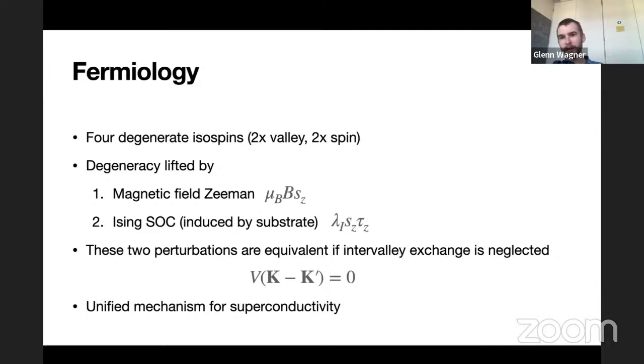And there's 2 ways to break this degeneracy. So one is by applying the magnetic field, which has a Zeeman term. And the other one is inducing spin-orbit coupling, which in this language looks like S_z tau_z, where S is the spin Pauli matrix and tau is the valley Pauli matrix. So now you see that actually in this kind of Pauli matrix notation, the magnetic field and the spin-orbit coupling look very similar. And in fact, they're completely equivalent as long as we neglect scattering between the 2 valleys. And because these 2 valleys are far apart in momentum space, the scattering is quite weak. And so to a good approximation, spin-orbit coupling and magnetic field are equivalent. And this is why we have a unified mechanism for superconductivity coming from either magnetic field or spin-orbit coupling.